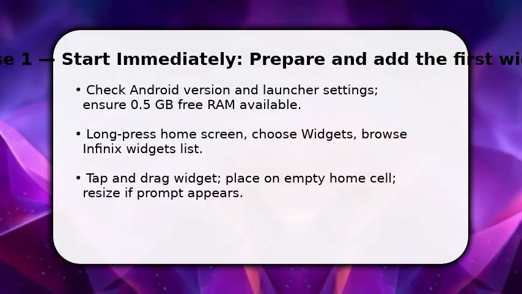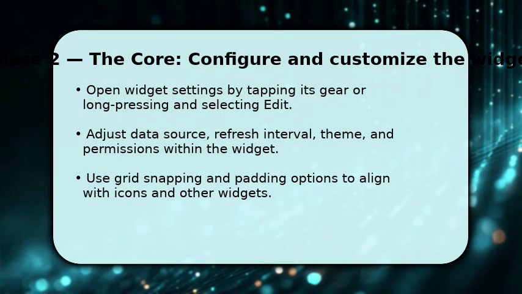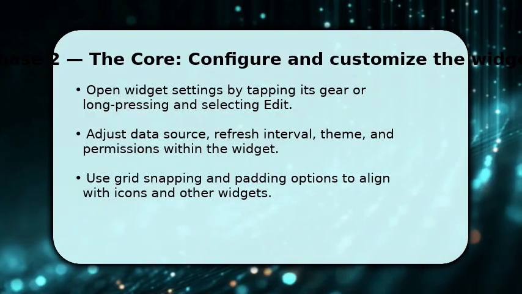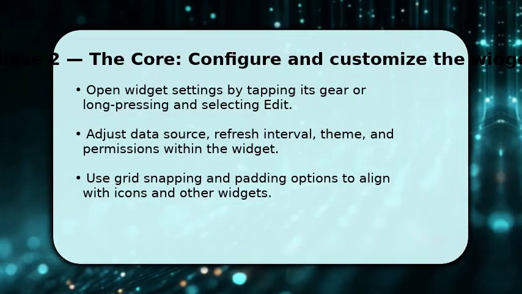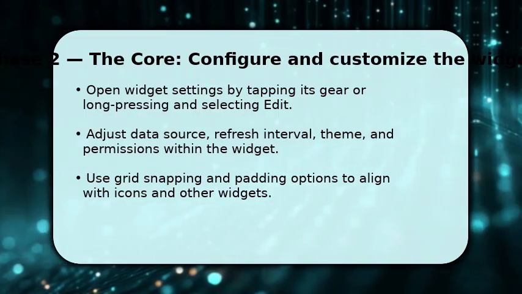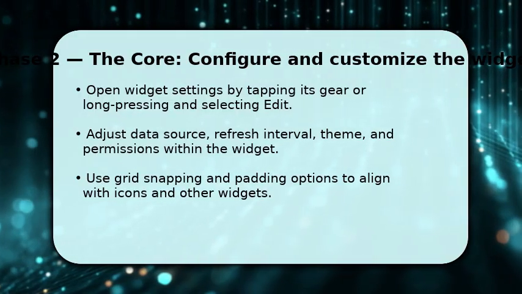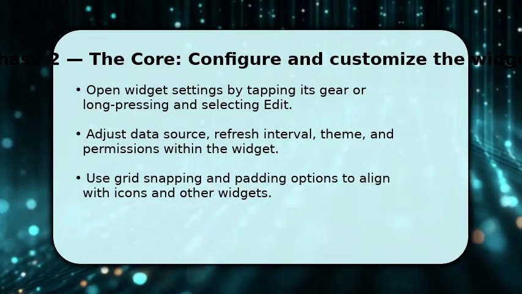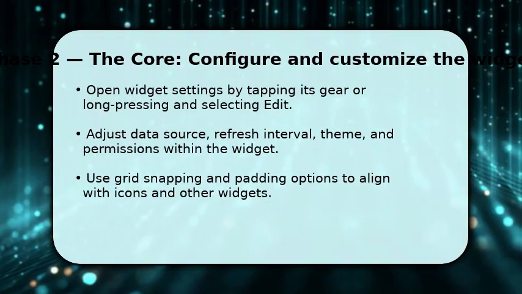Now focus on configuration. Tap the widget or long press and choose Edit because personalization determines usefulness. You will select the data source, set the refresh interval to balance battery versus timeliness, pick a theme, and grant any needed permissions. Once configured, use grid snapping and padding controls to align the widget with icons. This avoids overlap and keeps gestures responsive.